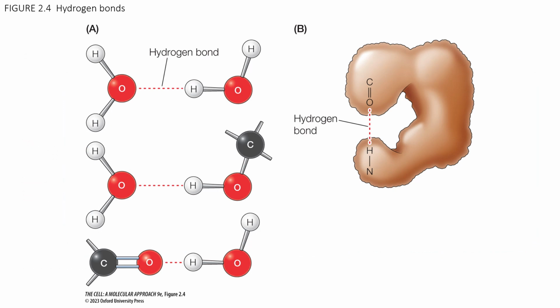Now, hydrogen bonds are going to be the weakest bonds that we have, but in high quantities, they actually make things very, very stable. But because of the easily broken hydrogen bonds, this is very important for certain types of reactions that we see all throughout the cell.